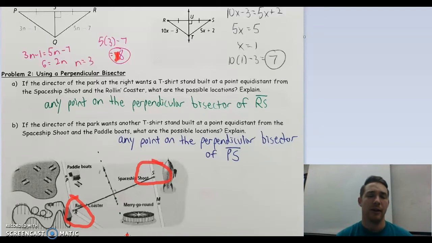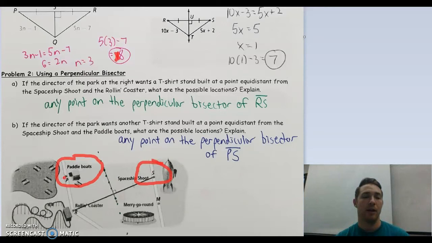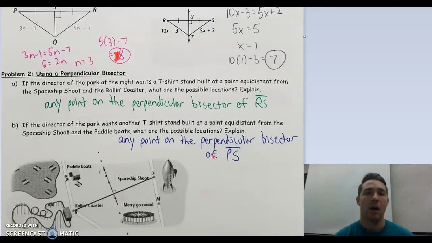And the next question is really saying the same thing, just using two different points. So now instead of the spaceship chute and the roller coaster, it's looking between this chute and the paddle boats. So if I want to put that t-shirt stand between the two of these, again, I could put it in the middle on the line between P and S. Or if I go on that perpendicular bisector, I could go below or above. So I just said that it could be any point on that perpendicular bisector that bisects the segment from P to S.